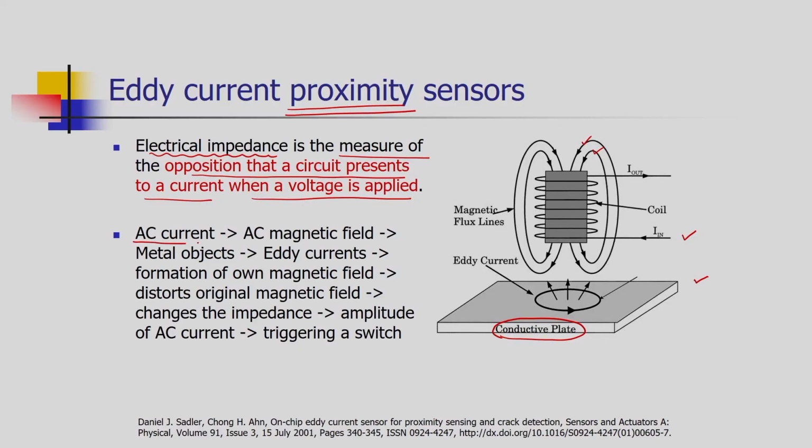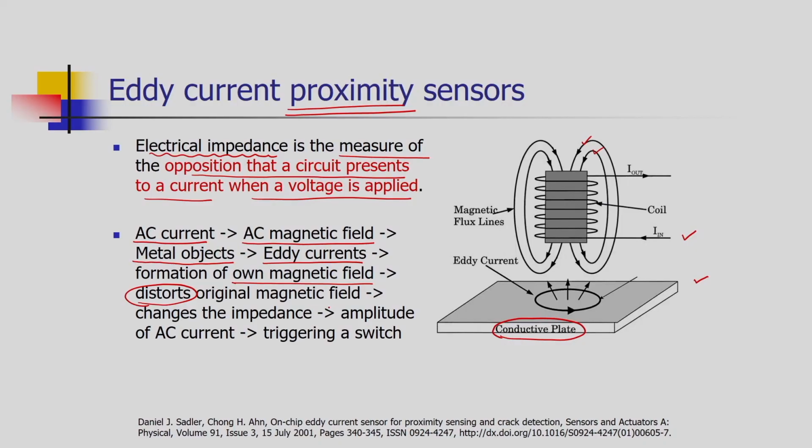So, the AC current is applied, so we are getting an AC magnetic field. When this AC magnetic field comes in close vicinity of metal objects, eddy currents are generated. These eddy currents will generate their own magnetic field, and the field generated due to the eddy currents will distort the original magnetic field, the parent magnetic field.